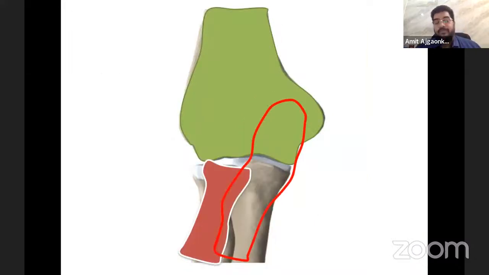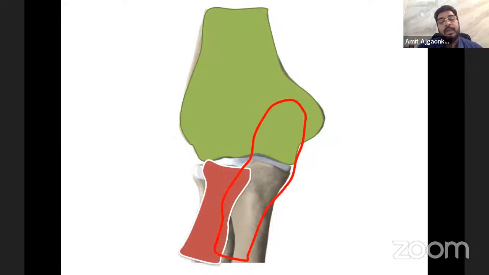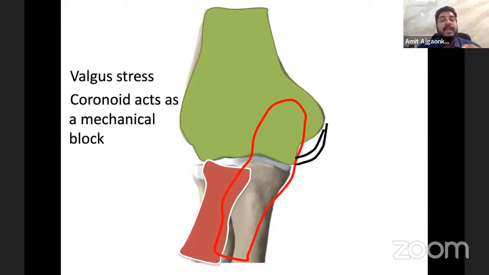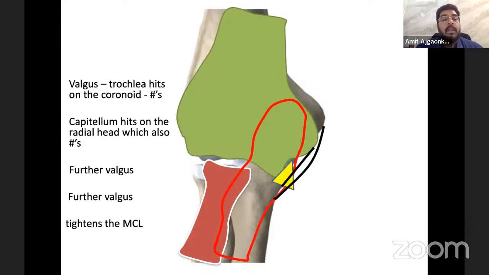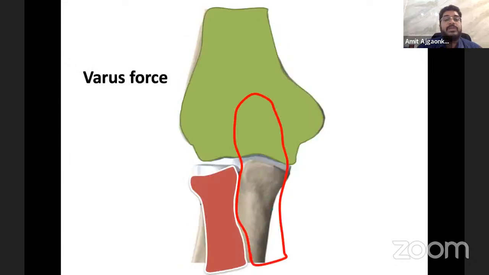Normally, you have this elbow. If it's a stress or injury on the valgus side, then what happens is the coronoid acts as a mechanical block. Trochlea hits on the coronoid. Capitellum hits on the radial head. Further valgus will tighten the MCL, and ultimately the MCL is the last structure to fail in a valgus injury or a posterolateral type of injury.